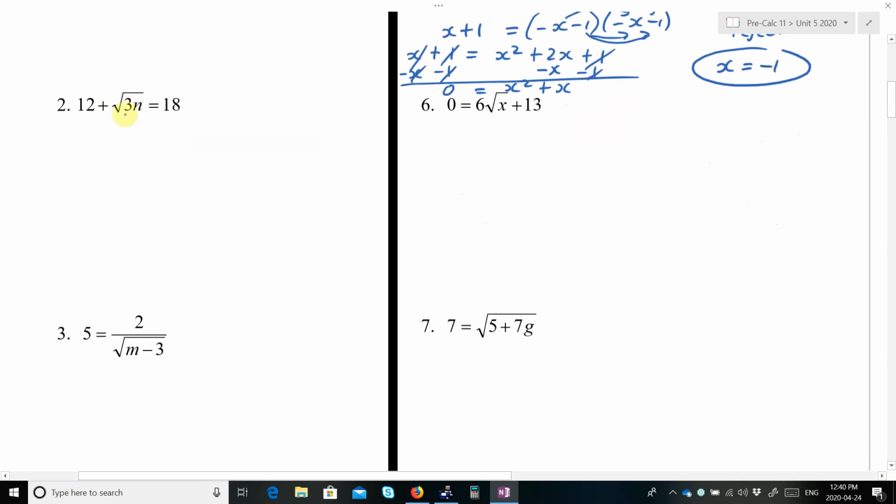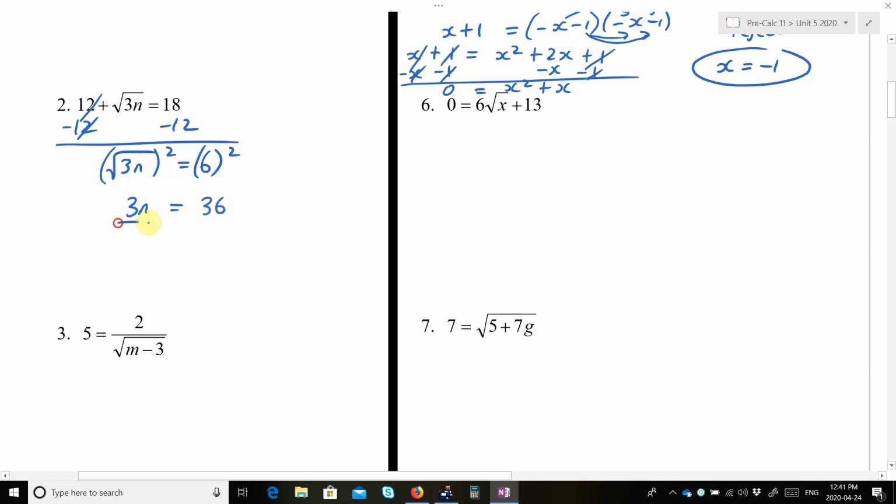Okay, let's try number 2. We have to get the radical by itself first. We have the square root of 3n equals 6. Then we can square both sides. Divide both sides by 3, and we will get n equals 12. Does it work? 12 times 3 is 36. The square root of 36 is 6. 6 plus 12 is 18. That one works. Good.